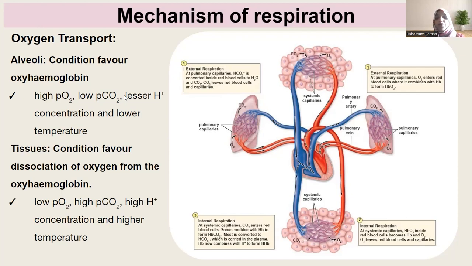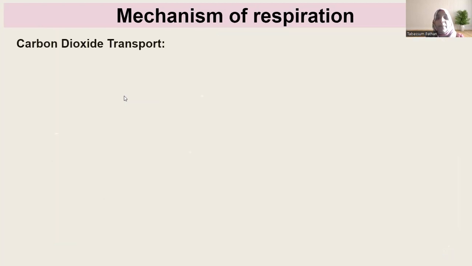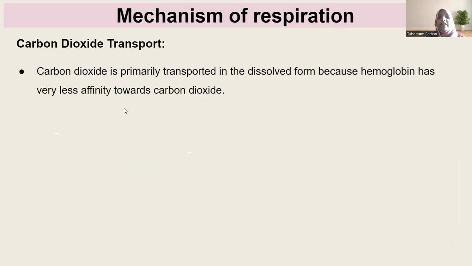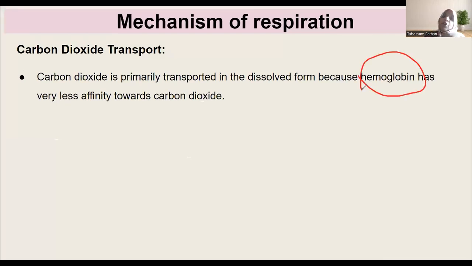Now we move on to the carbon dioxide transport. Carbon dioxide transport is basically in the dissolved form. The majority of the carbon dioxide generated in your body is removed out of the body in the dissolved form. Why? It is not carried by hemoglobin. In the previous video, we talked about how hemoglobin can carry oxygen as well as carbon dioxide, but hemoglobin has very little affinity to carry carbon dioxide.